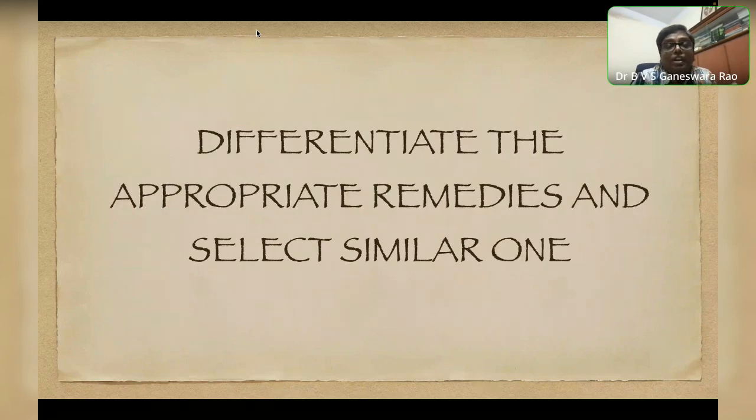So one can differentiate the appropriate remedies and select the similar one from your repertory analysis and or thematic analysis, whatever you are doing in a given case. So knowledge as to how to differentiate the appropriate remedies and the guidelines which will enable you to select the right potency with which to start the treatment.